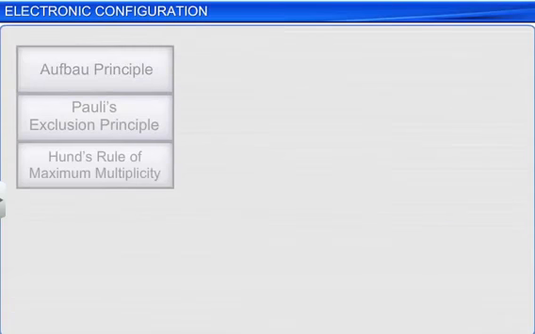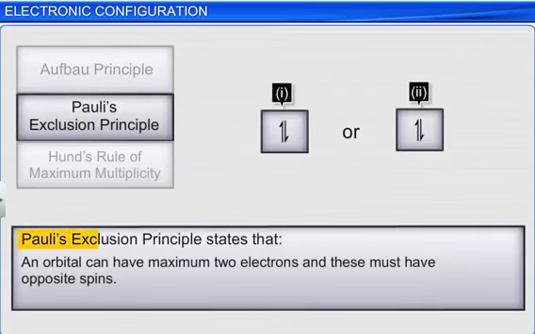Second is the Pauli's exclusion principle. It states that an orbital can have a maximum of 2 electrons and these must have opposite spins.